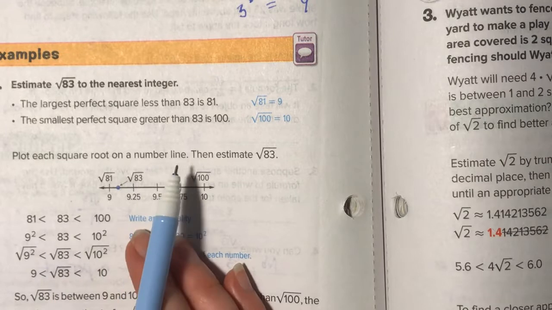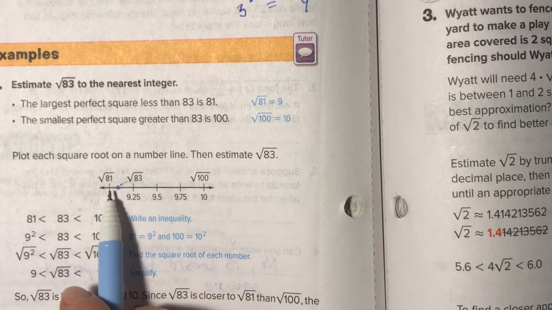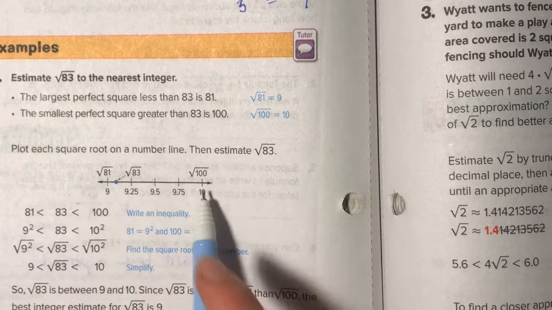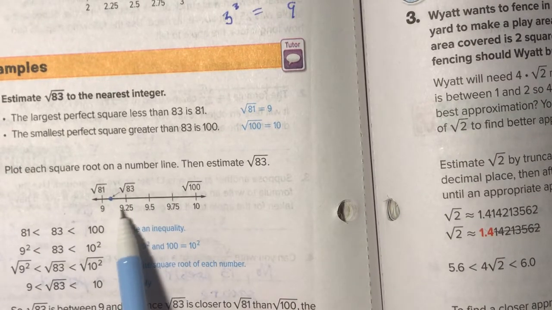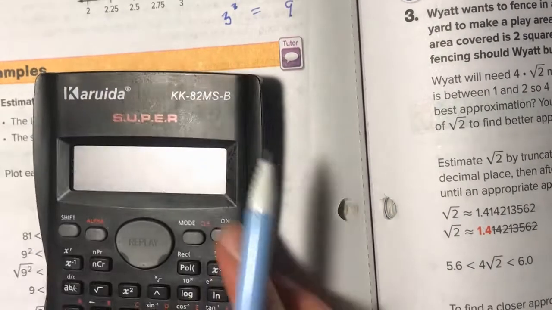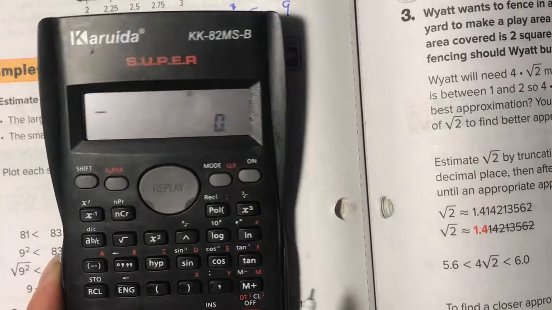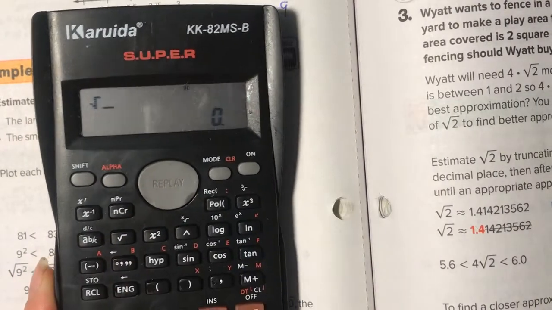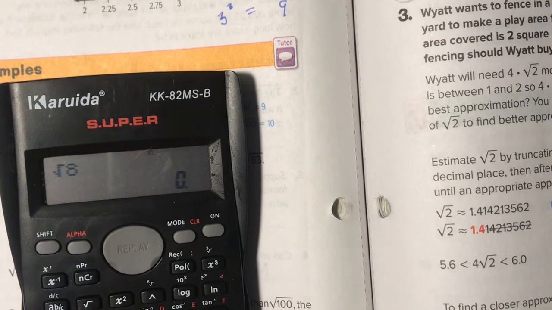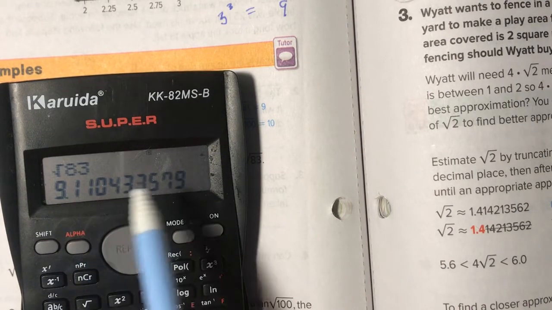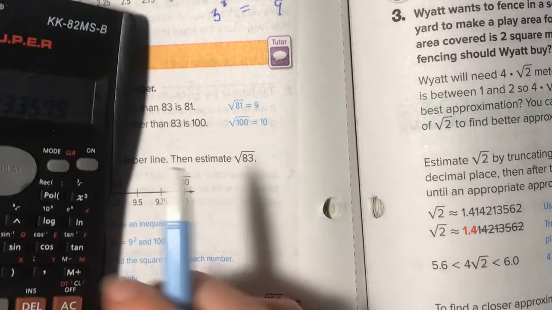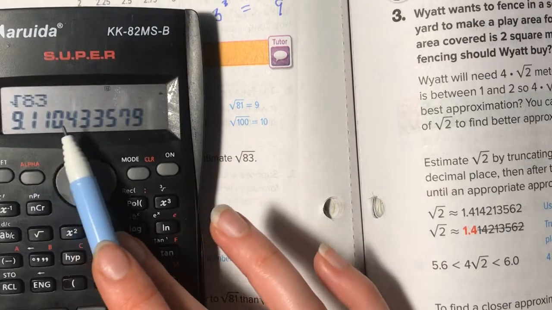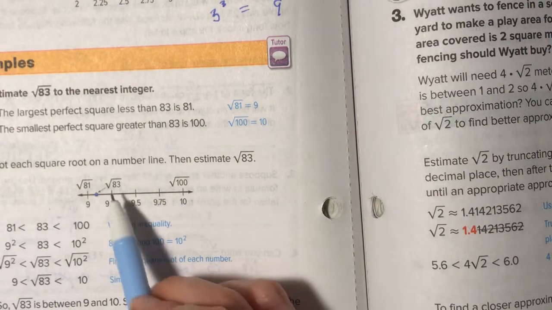Plot each square root on a number line, then estimate. Square root of 81 is 9, square root of 100 is 10. Square root of 83 would be somewhere in here. And if you did it on your calculator, square root of 83 is about 9.11. So it's all the way over here.